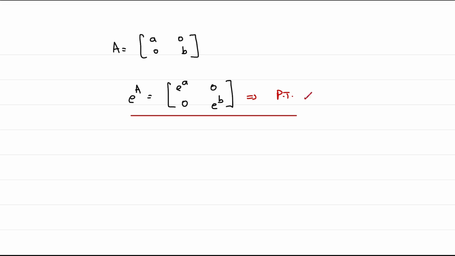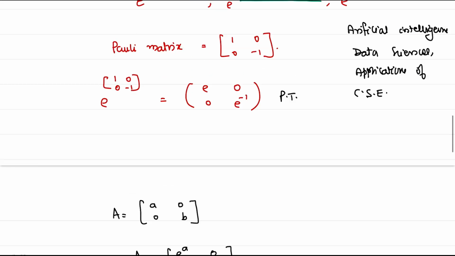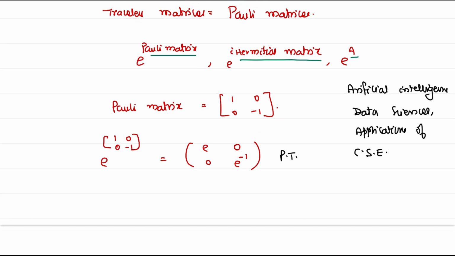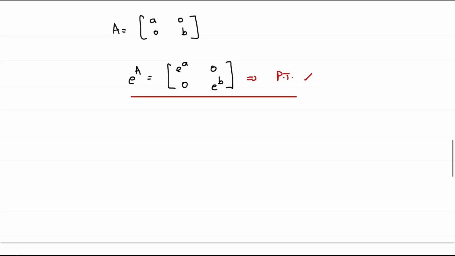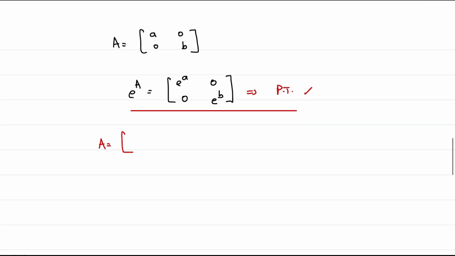You try to prove this: e to the power of capital A matrix is equal to e to the power of small a, 0, 0, e to the power of b, provided capital A the matrix is a 0 0 b. This is one. And you also try to prove e to the power of 1 0 0 minus 1. Just to see, if A is equal to a Pauli matrix like 1 0 0 minus 1, then what is the value of a here? a is equal to 1, b is equal to minus 1.